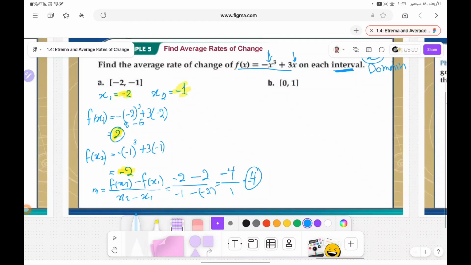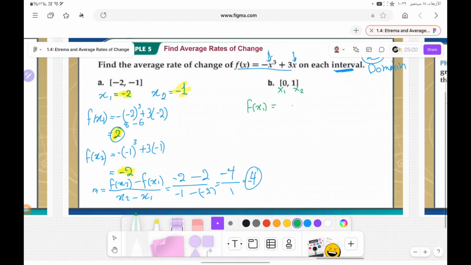I hope you understand this. It's a human mistake, it's fine, boys and girls. Now let's solve the other one. So 0 means x1 and 1 means x2. Now let's find f of x1.